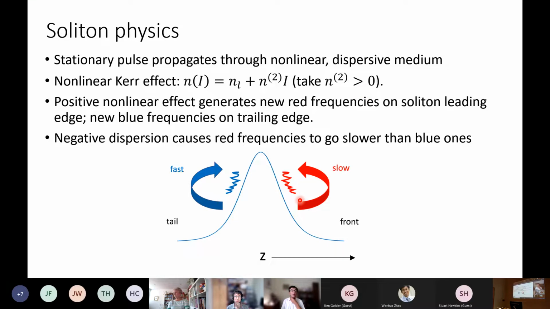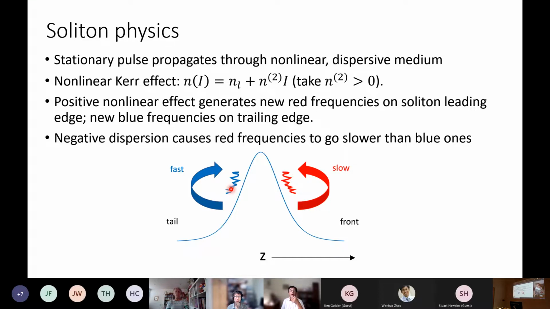Now, when this pulse propagates through a nonlinear medium of this type, then you generate new red frequencies on the leading edge of the pulse and new blue frequencies on the trailing edge. And the argument is, in essence, that where you have a gradient in intensity, then by this Kerr law, you have a gradient in refractive index. And if you have a gradient in refractive index, that turns into a gradient in phase. And a gradient in phase we call a frequency shift. And the signs are such that you get the red frequencies on the front and the blue frequencies on the back.